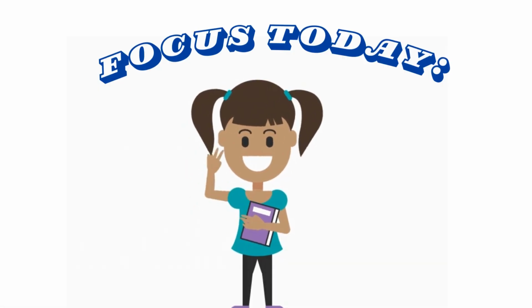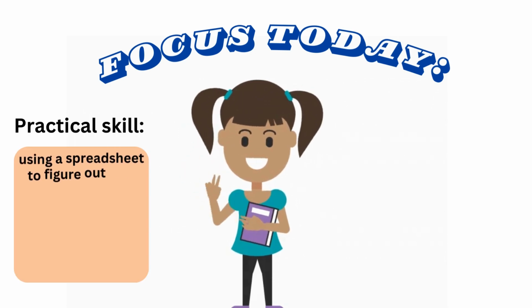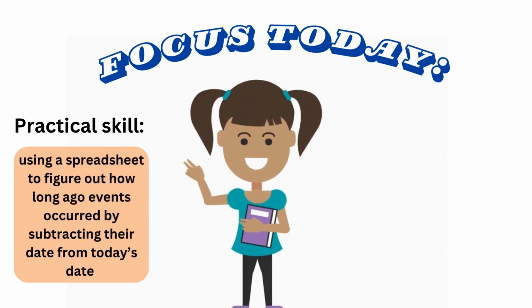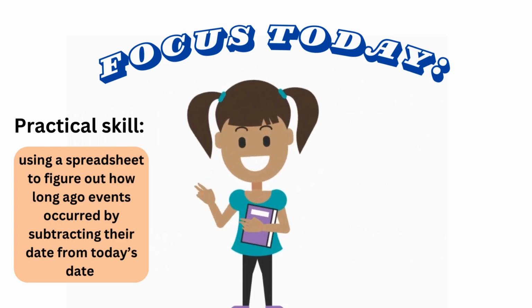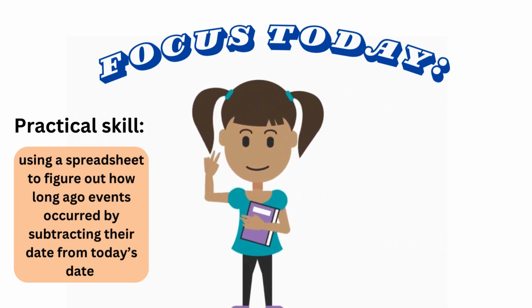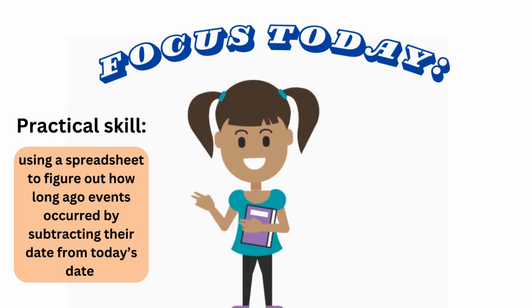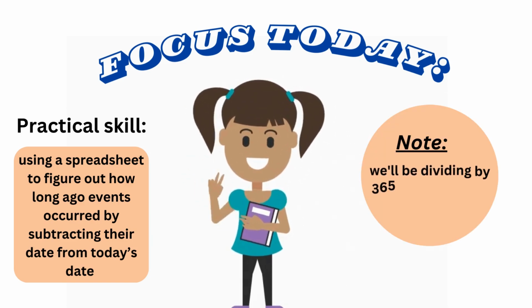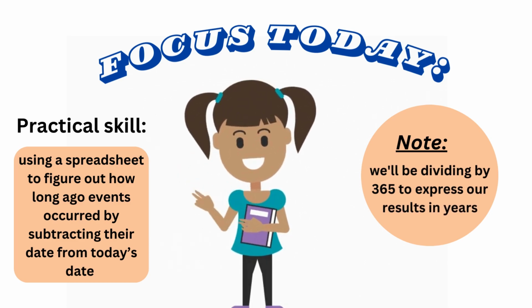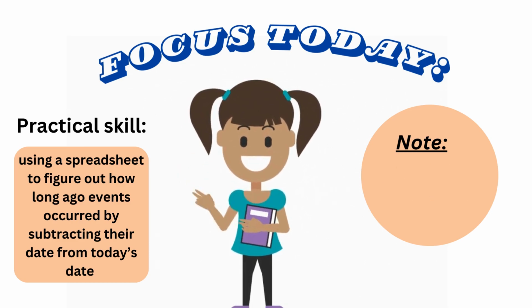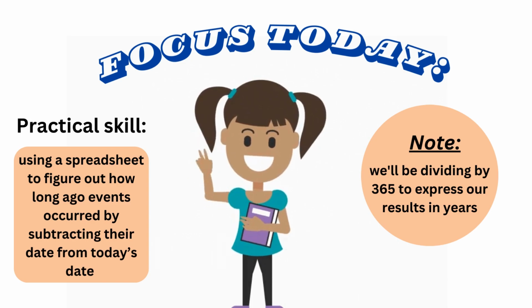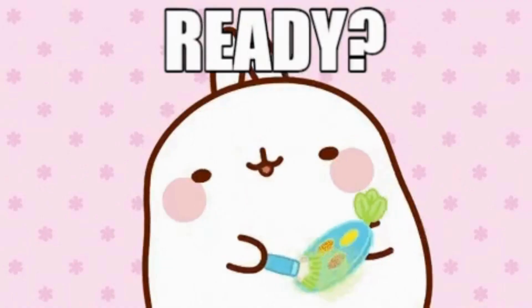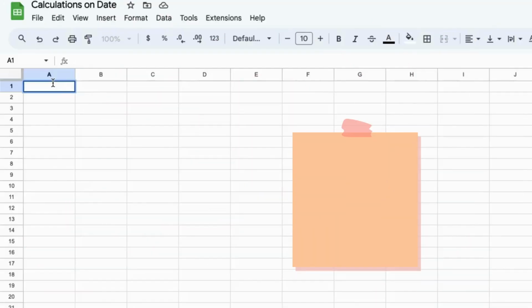Our focus today is on a practical skill. We will be using a spreadsheet to figure out how long ago events occurred by subtracting their date from today's date. As we explore this process, keep in mind that we will be dividing by 365 to express our result in years. So, buckle up and let's embark on this journey of mastering date calculations. Are you ready? Let's go!